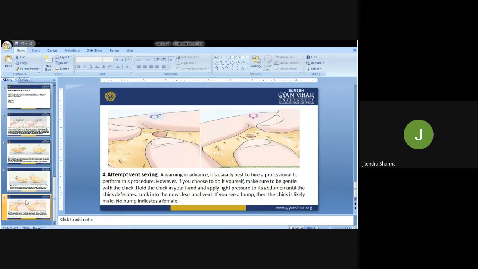So this is all about the discussion on sex determination in poultry birds, and we'll see how we can do this practically in the field. And yes, if you have any question, please ask.